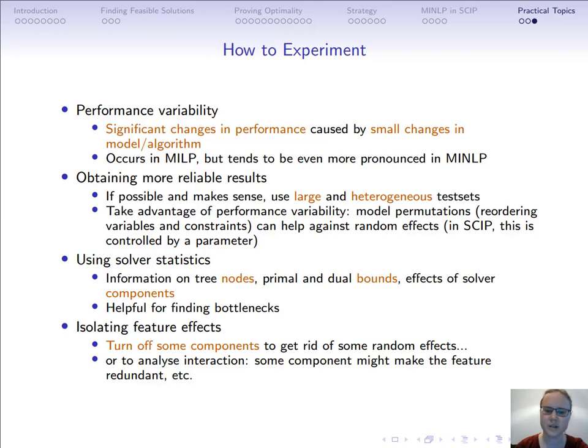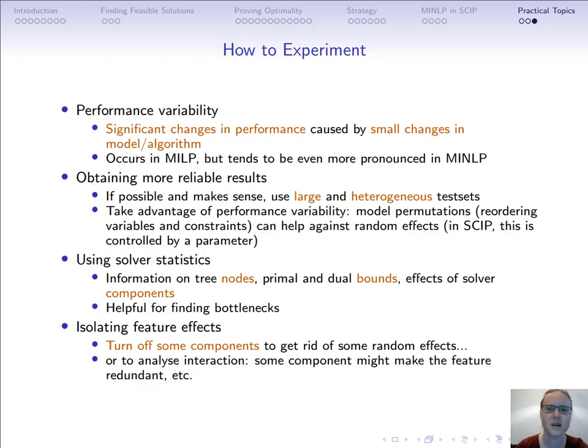Also, performance variability can be used to your advantage. For example, if you permute the model, then very likely for different permutations you will get different results. And this will help you separate random effects from the consistent ones. Then another tip is to use solver statistics. It can be really helpful in understanding what exactly is going on during the solution process and why some things work or do not work.